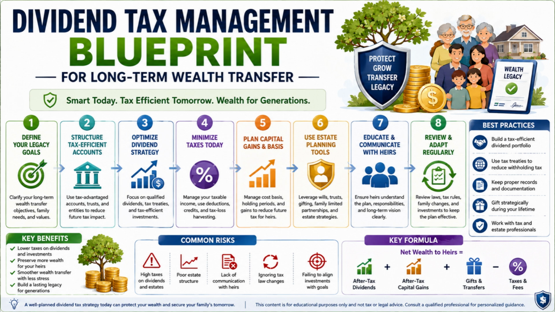So, the full process is simple. Start with your family vision. Choose tax-efficient structures, build a smart dividend strategy, manage taxes and capital gains, use estate planning tools, communicate with heirs, and review the plan regularly.